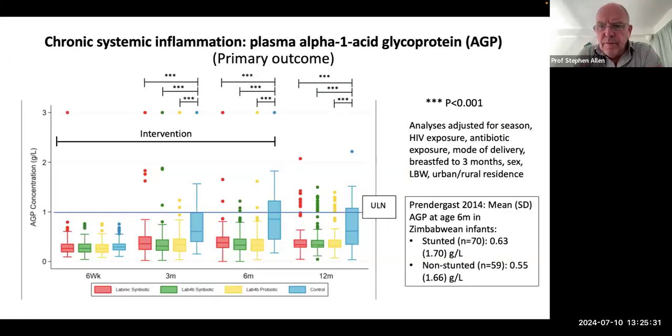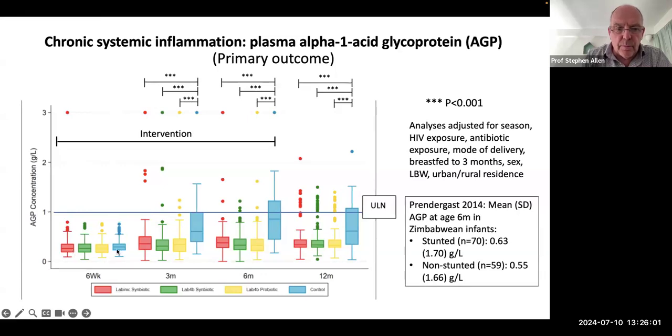So what did we find? This is our primary outcome measure, and this is our kind of headline result. This is blood plasma alpha-1 glycoprotein, AGP. This is a marker of chronic inflammation. And this level 1 here is the upper limit of normal. So if you're above this line, you have chronic inflammation in the blood. And you can see these levels at 6 weeks, 3 months, 6 months, and 12 months.